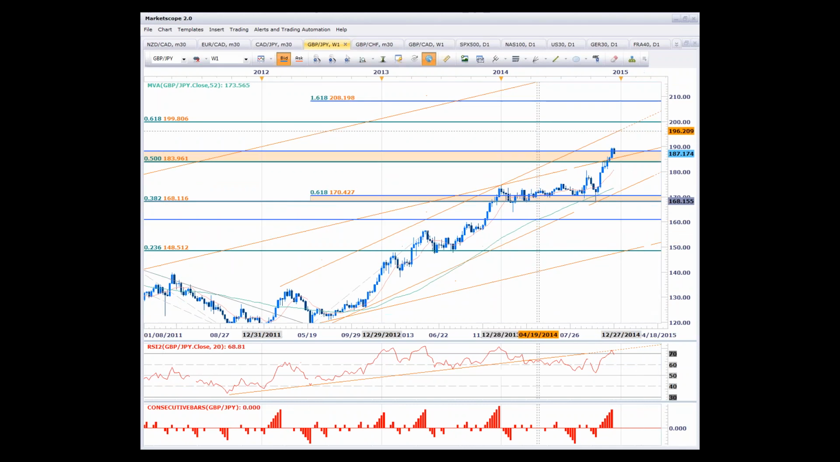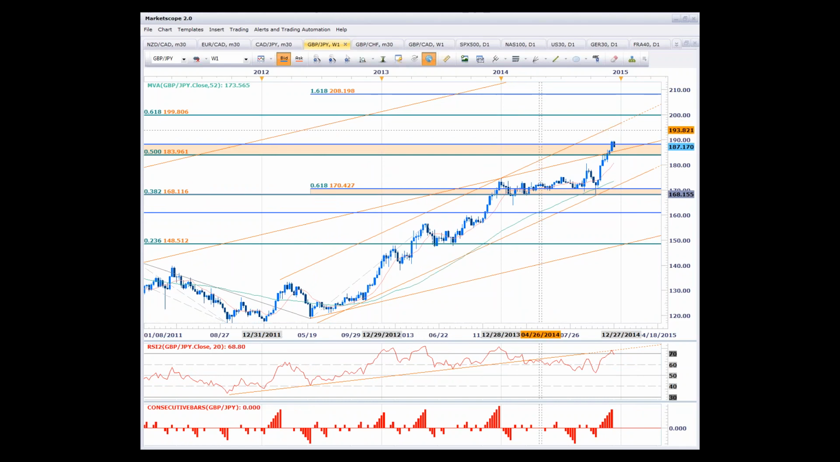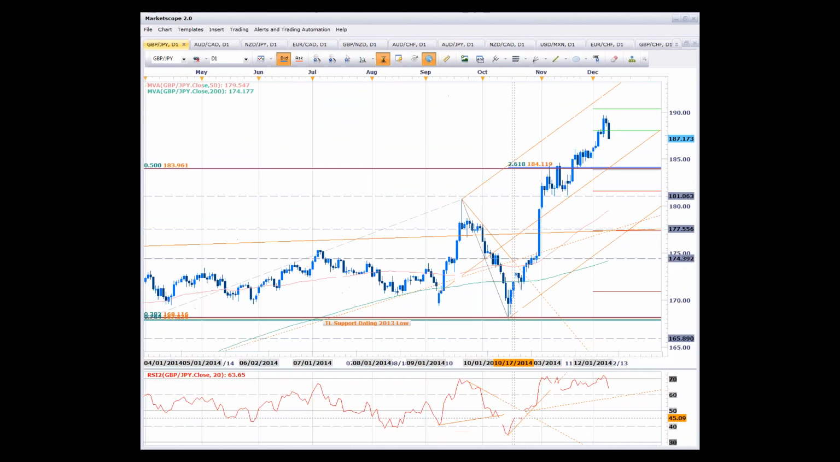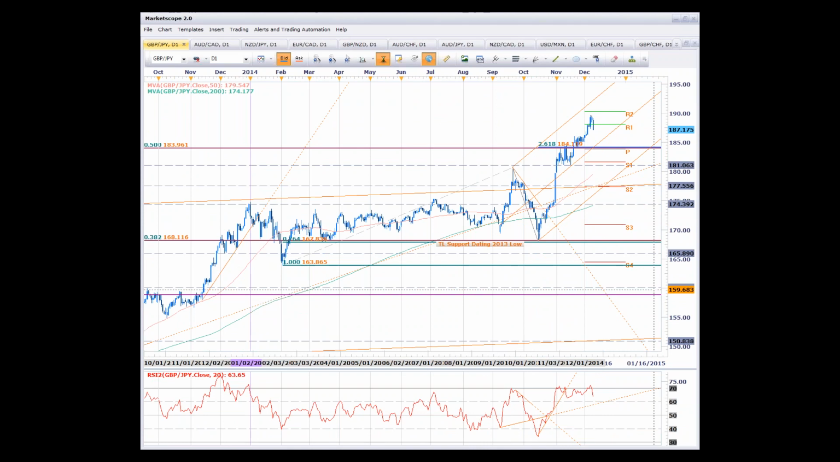All right? Much broader. This is not intraday, my friend. This is a weekly chart, but it's fresh in my mind, so I just wanted to show it to you. Here's what the sterling yen looks like on a little bit tighter time frame. Okay, here's what the daily chart looks like.